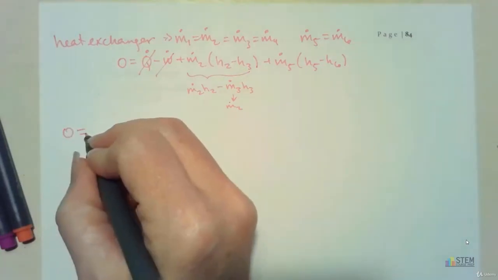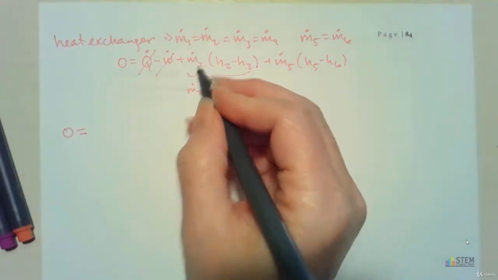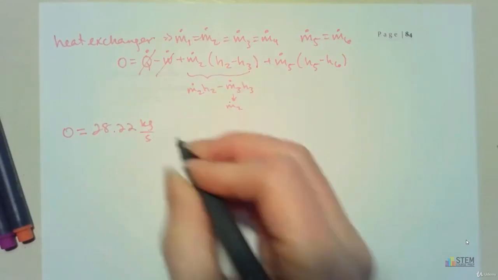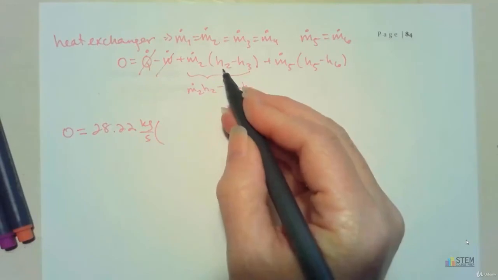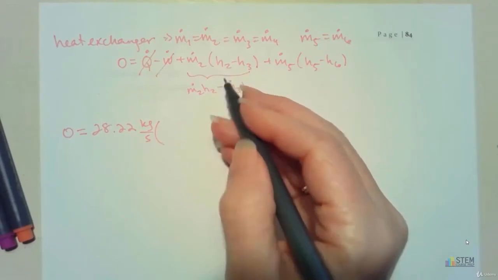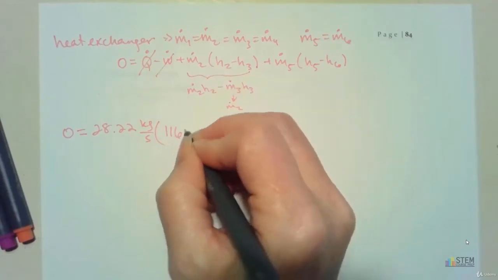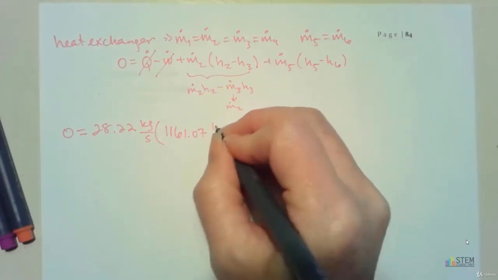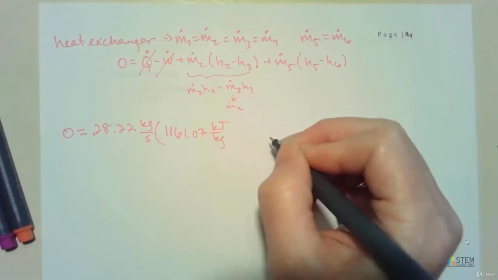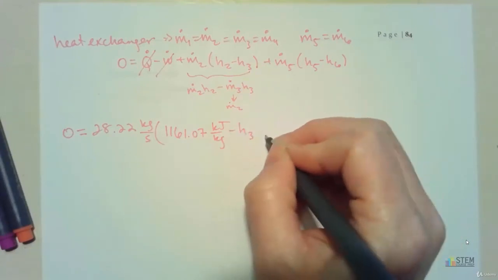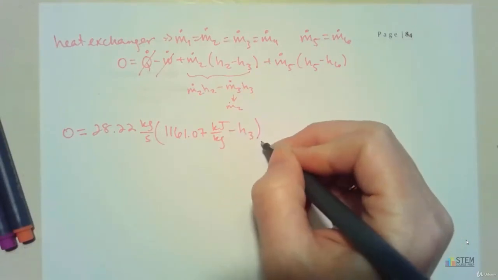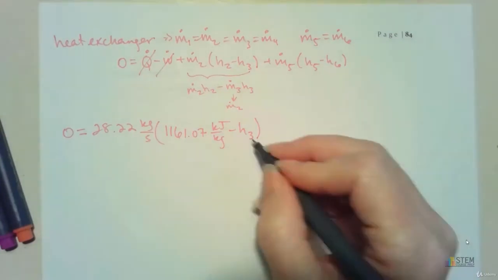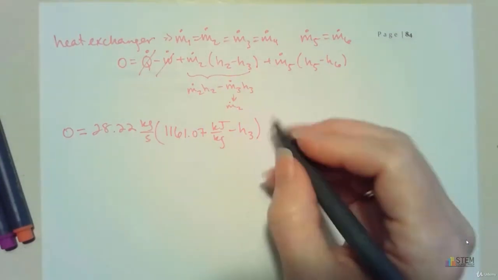So we got 0 equals M2 dot, we found that, it was 28.22 kilograms per second. We're going to multiply by H2, which we found in that last section. So that's 1161.07 kilojoules per kilogram. And then subtract H3, which we don't know and we can't find because we don't have a temperature. So that's got to stay just H3.